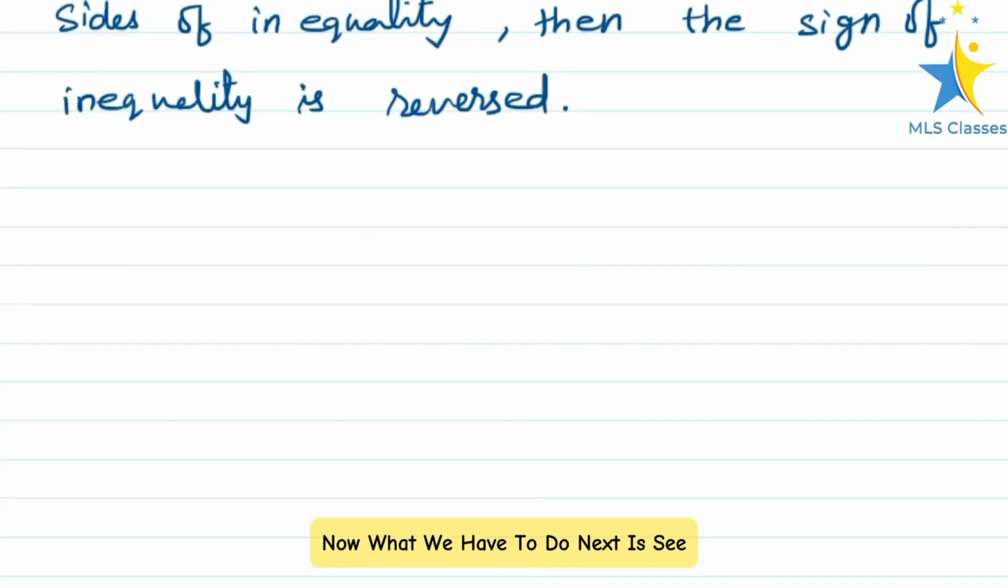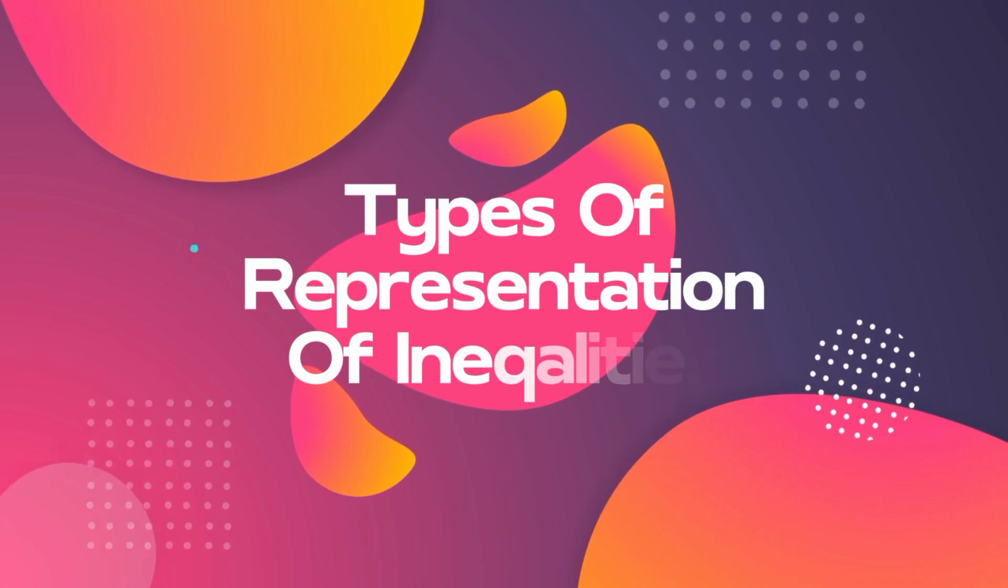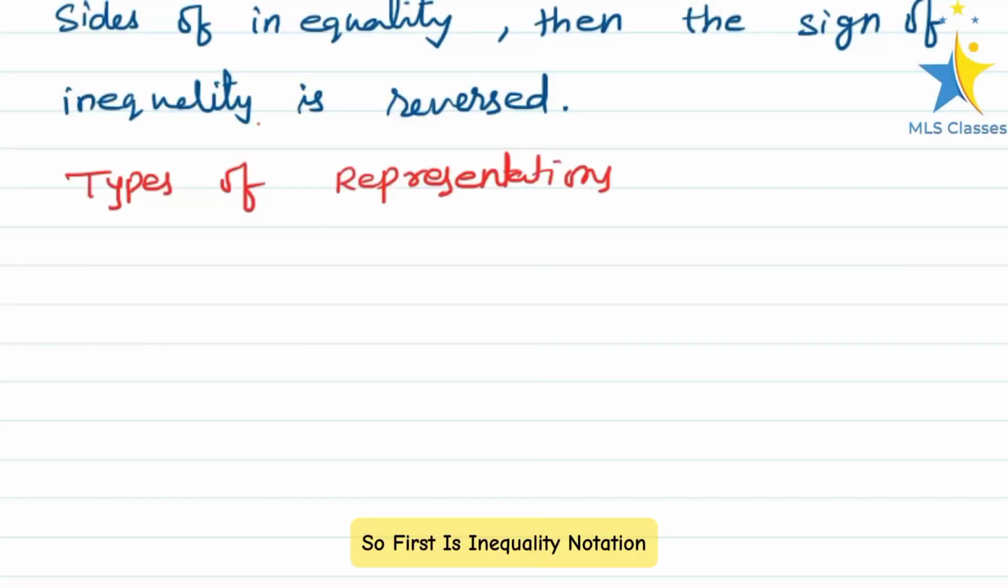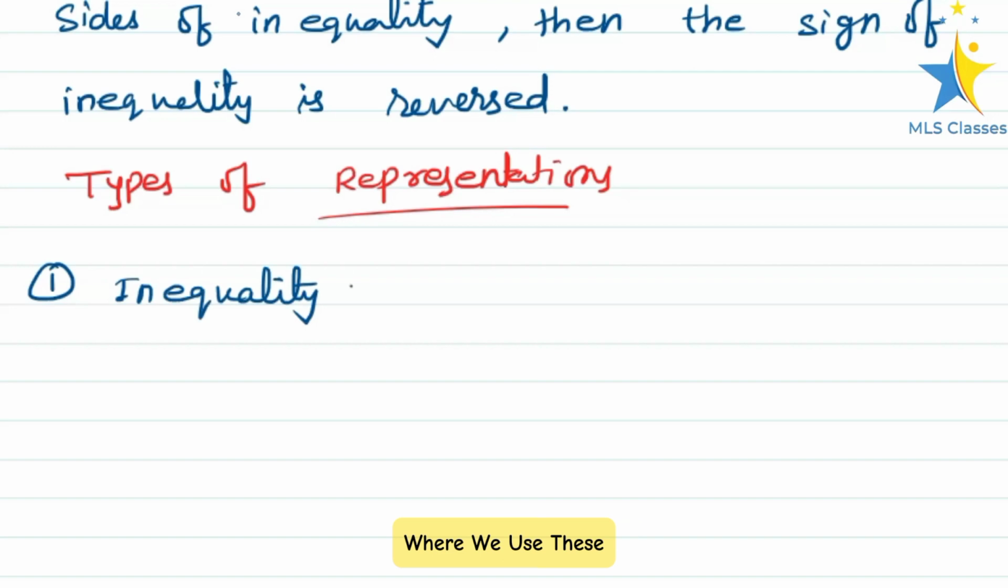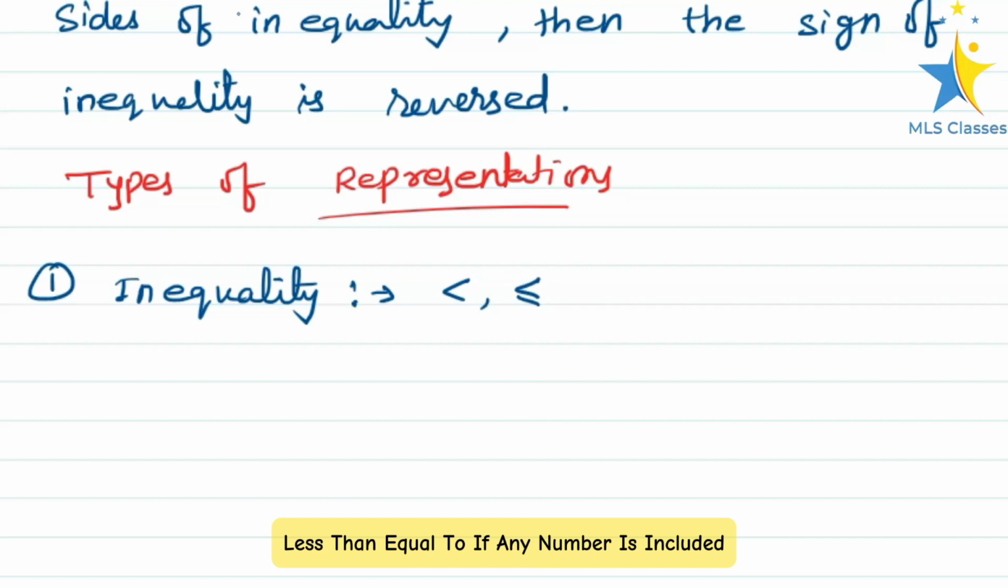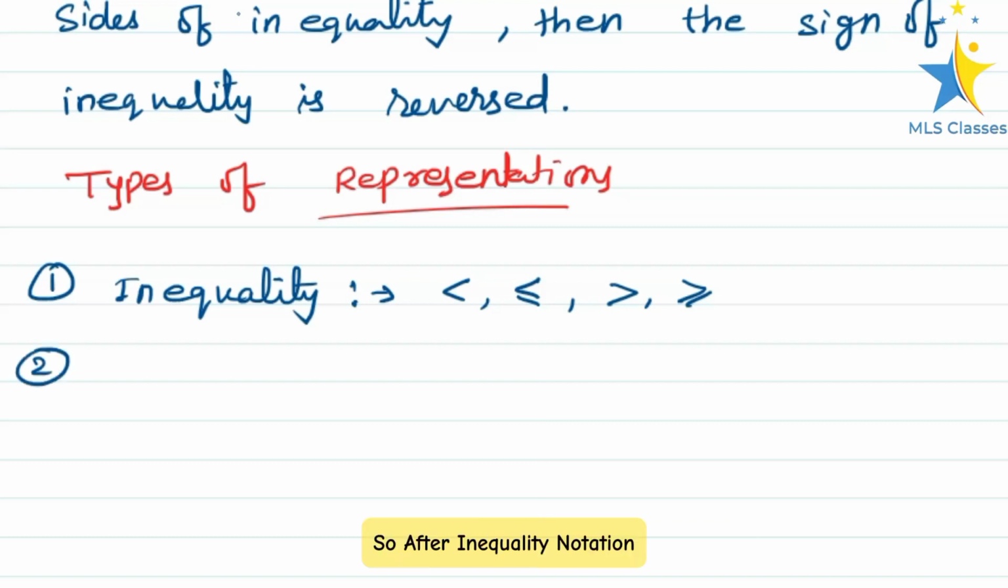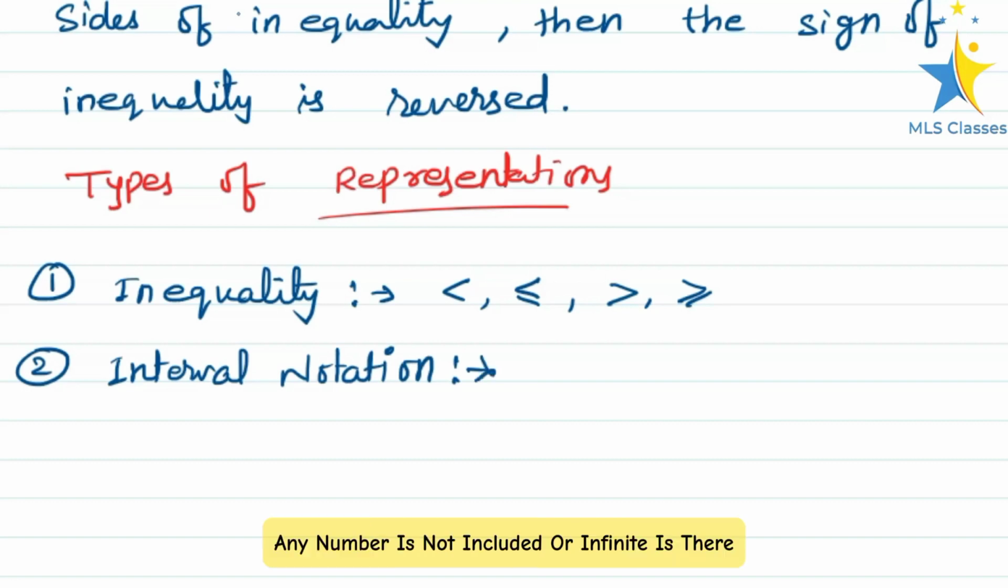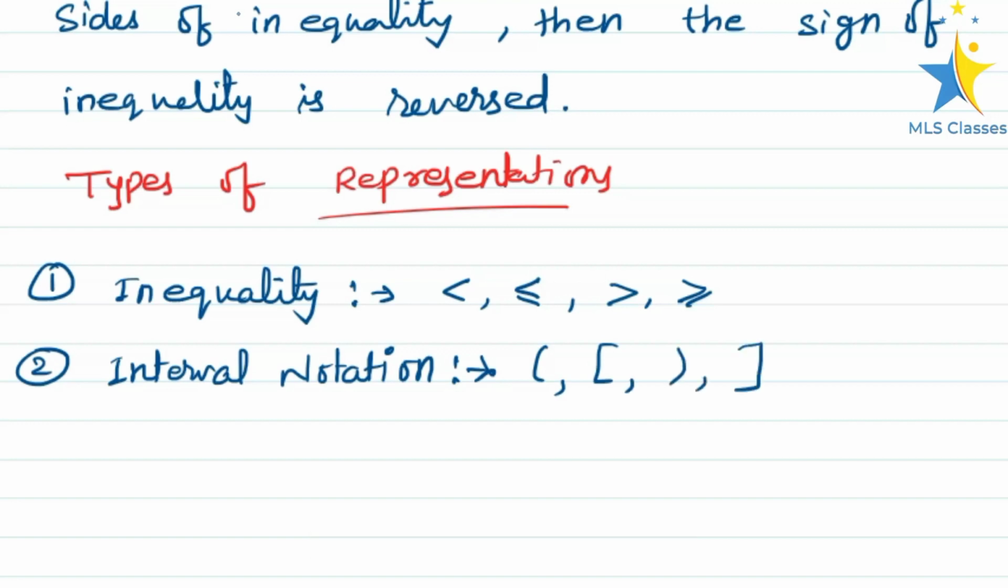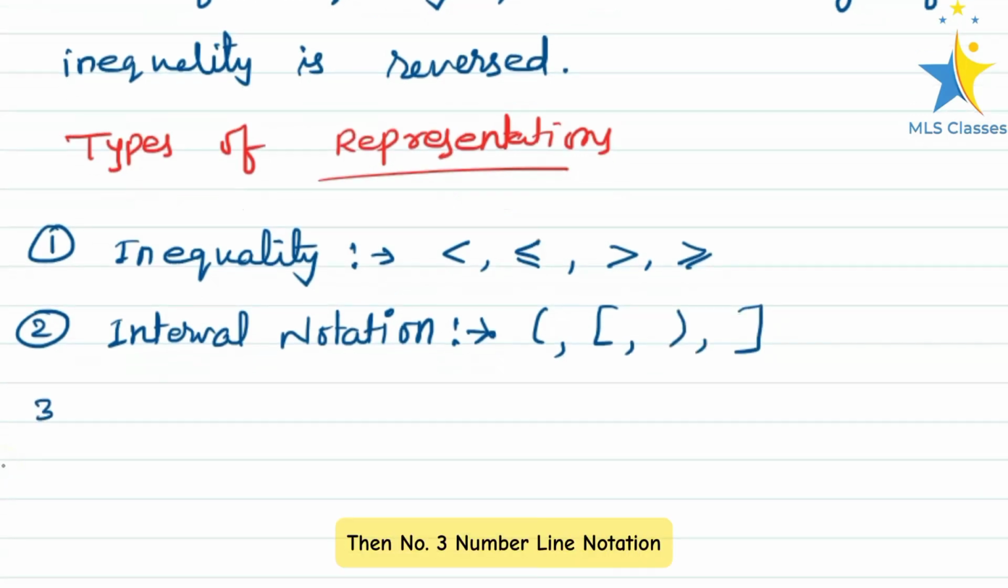Now we have to discuss types of representations of inequalities. First is inequality notation, where we use these 4 signs: less than, less than or equal to if the number is included, then greater than and greater than or equal to if the number is included. Number 2, after inequality notation, is interval notation. In interval notation, wherever a number is not included or infinity is there, we give a parenthesis, and if it is included, we use a square bracket. These 4 we use.